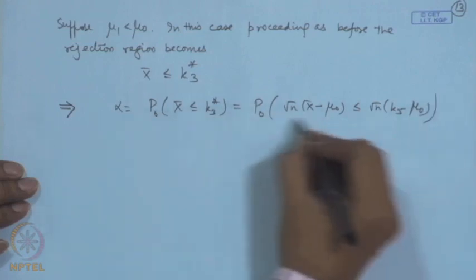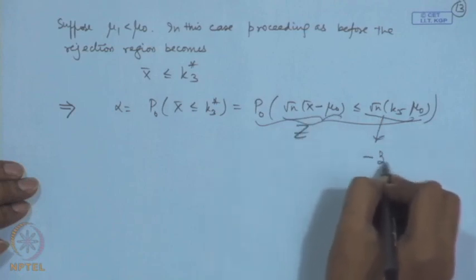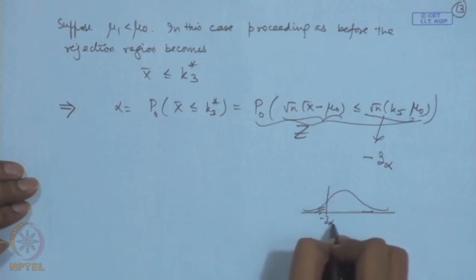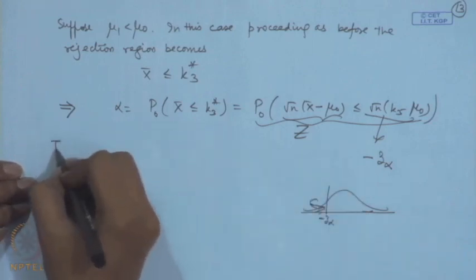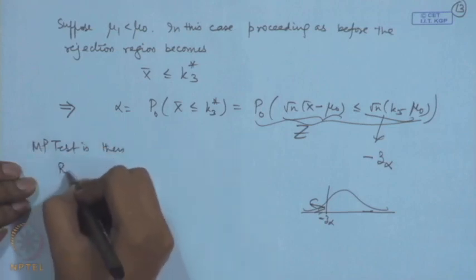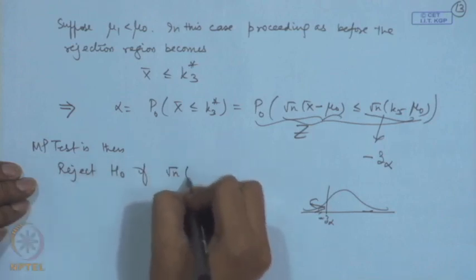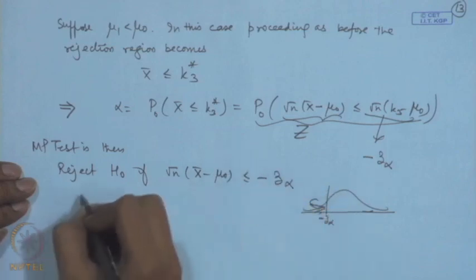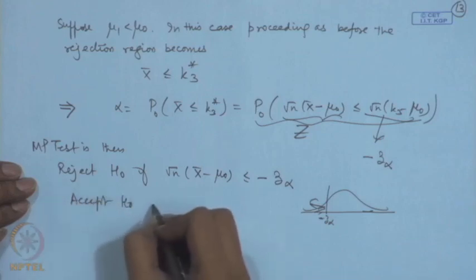Now, if we put this equal to alpha, then this is z here and this will become minus z alpha, because this point here is minus z alpha, where the probability is the lower 100 alpha percent point. So, the test is then, this is the most powerful test: reject h naught if root n times x bar minus mu naught is less than or equal to minus z alpha, accept h naught or do not reject h naught otherwise.